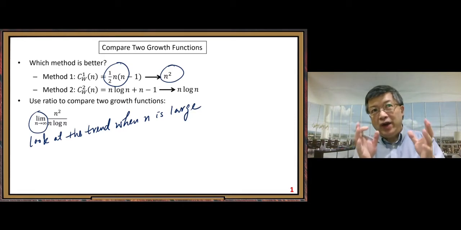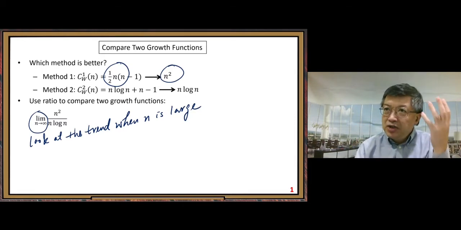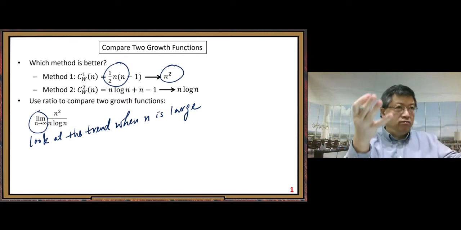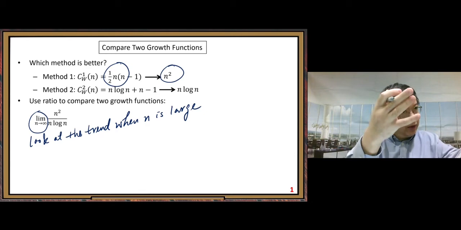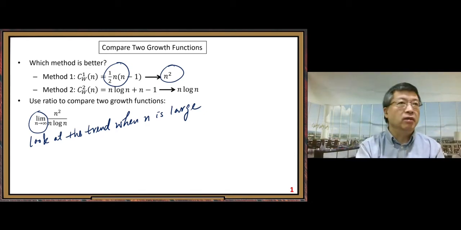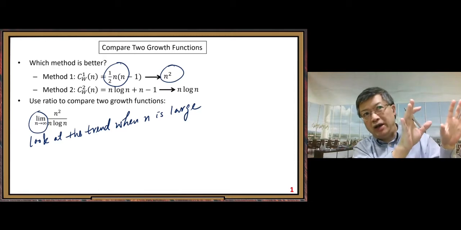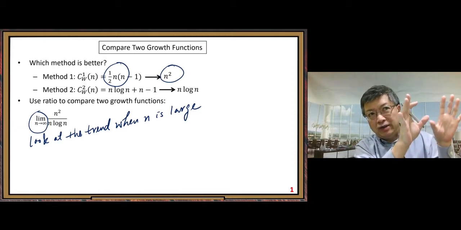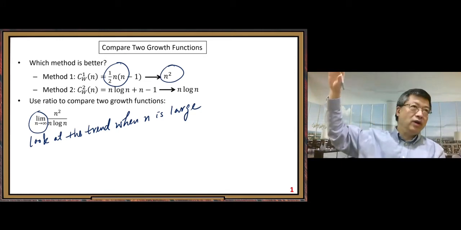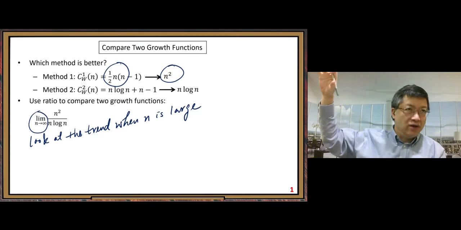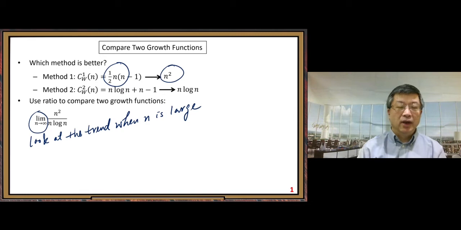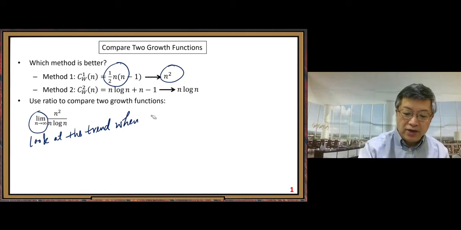Why look at the trend when n is large? Remember the last time I explained: when n is relatively small, the overhead takes too much portion of the total running time, and we don't like to take it that way. So for that reason, we want to look at when n is very large. So we take the limit when n goes to infinity. All right, now let's do the calculation.